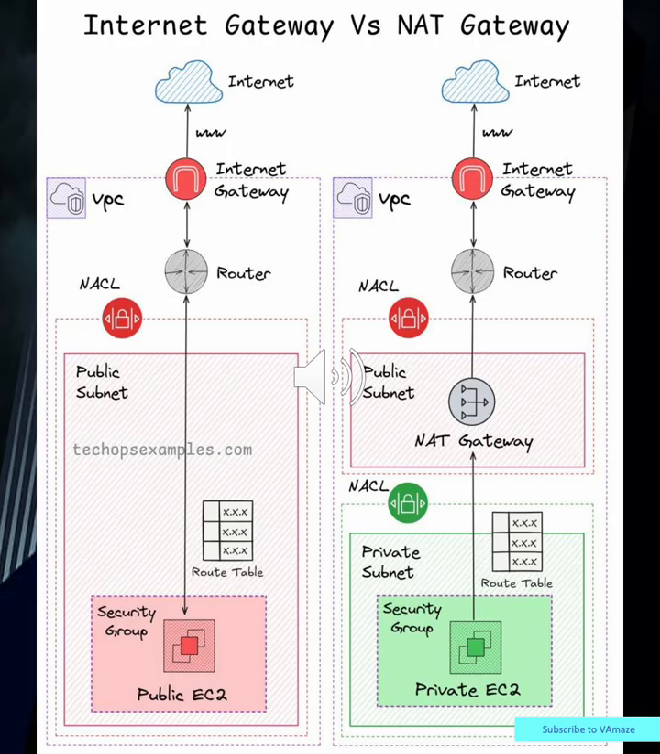The flow looks like private instance, NAT gateway, Internet gateway, Internet. Notice how the private instance never directly touches the Internet gateway.